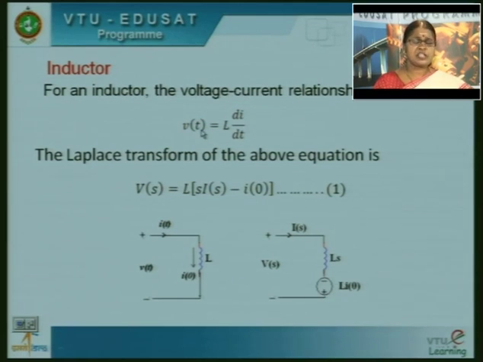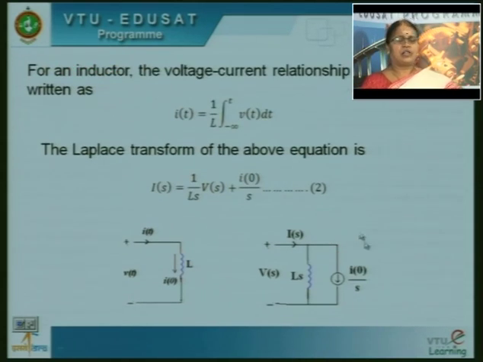So, instead of writing the equation in time domain and then taking the Laplace transform, we can view this as the equivalent circuit, which we call the transformed network for an inductor which is carrying an initial current of value I naught. So, the inductor can be replaced by voltage V of s, current flowing through it as I of s, and having an impedance value Ls, in series with a voltage source of value L into I of 0 with these polarities.